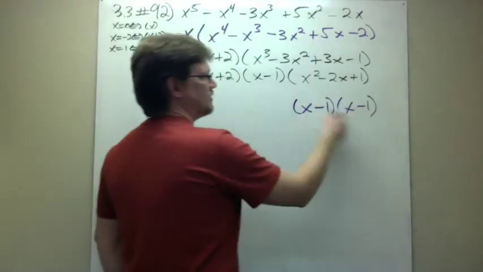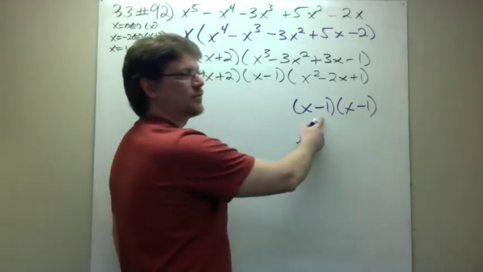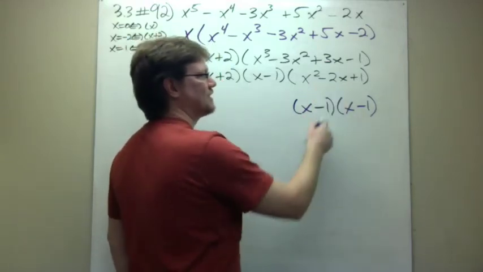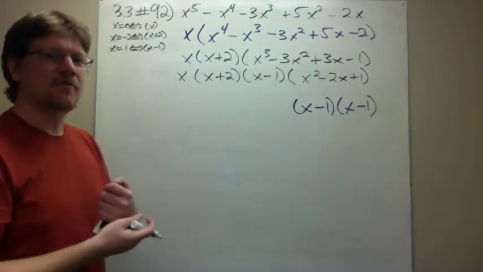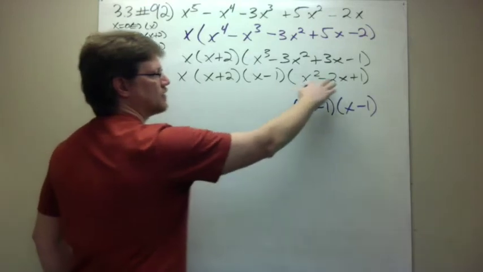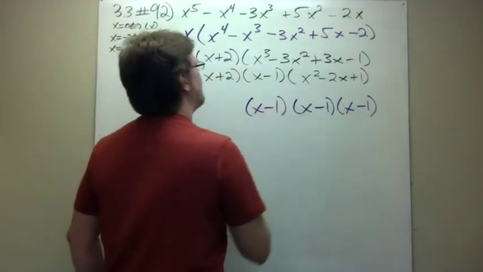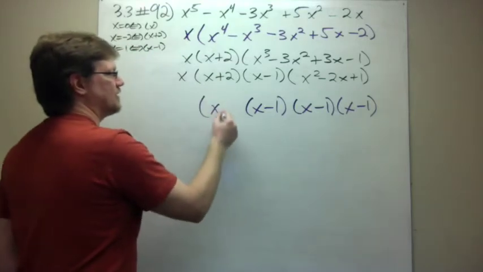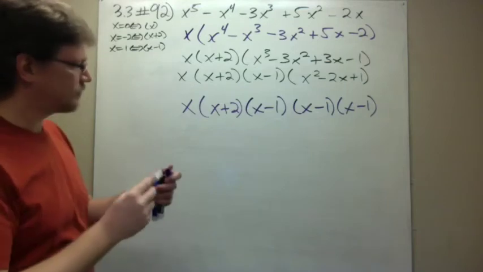X times x is x squared. x times minus 1 is a minus x, x times minus 1 is a minus x, so we have 2 minus x's, minus 1 times minus 1 is a 1. So this thing fully factors out. So that's this. This is still multiplying because I haven't done anything with that. This is still multiplying because I haven't done anything with that. And this is still multiplying because I haven't done anything with that.